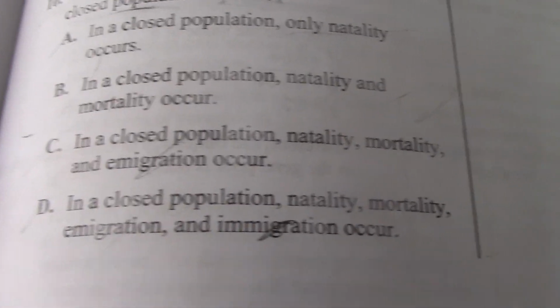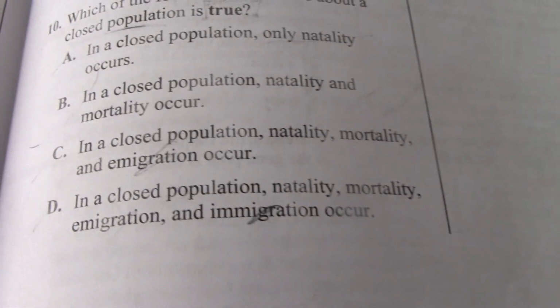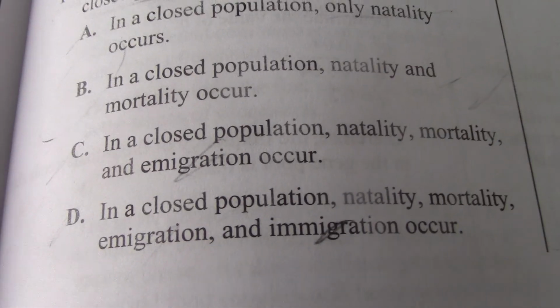There's no gene flow in and out of a population, so there's no immigration and there's no emigration. Emigration is leaving a population. Immigration is moving in.